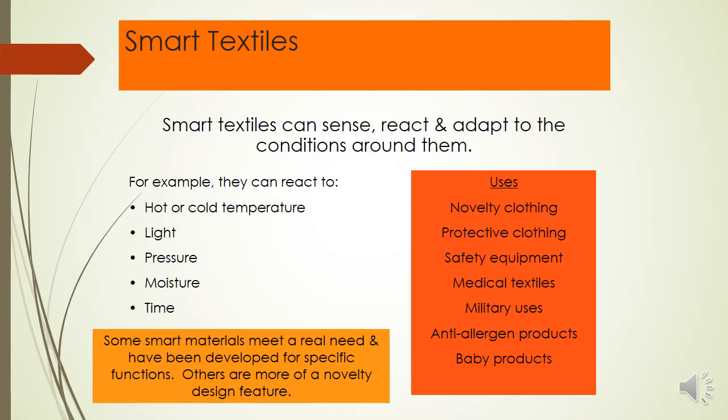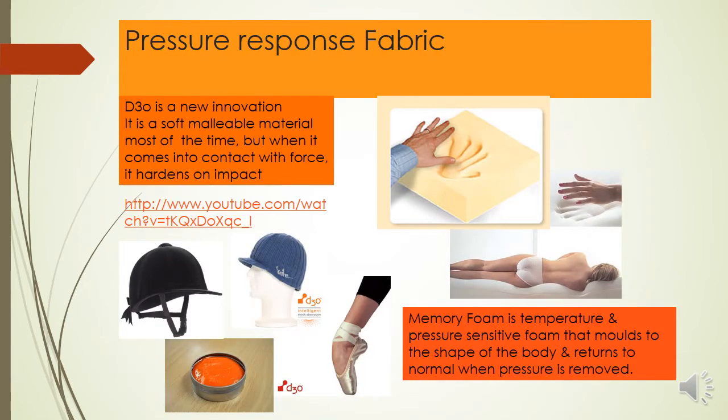So different types of use are novelty clothing, like the t-shirts I've mentioned that change colour for fun, protective clothing such as the babygrow or the sunsuit, safety equipment, this can be thermometers and what have you, medical textiles, much the same. It could be bandages that change colour when the wound needs a new dressing, military uses, anti-allergen products and baby products.